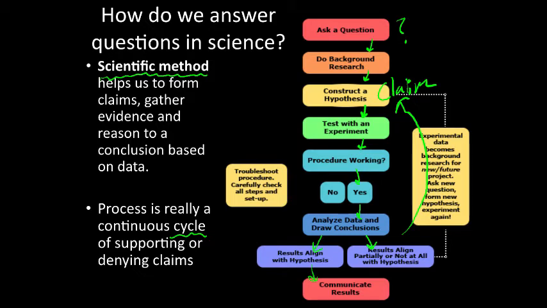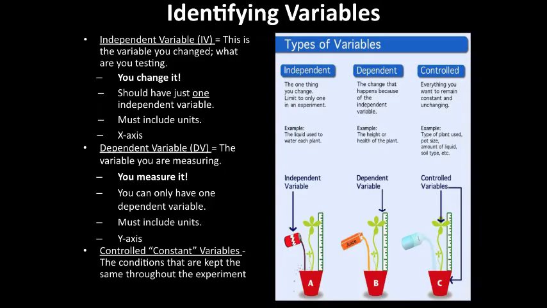So moving on to the next overall concept, which is identifying what our variables are. Before we really even have a claim, or at least at the same time as a claim, we need to identify the variables of our experiment. Variables are essentially the items in the experiment that you're dealing with. And what are you dealing with in science? We want to control things as much as possible.